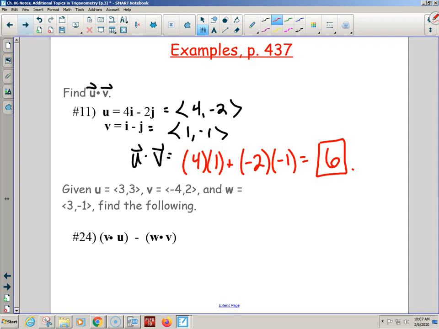Why do they always use u and v and i and j? Why not other letters? I think u and v.